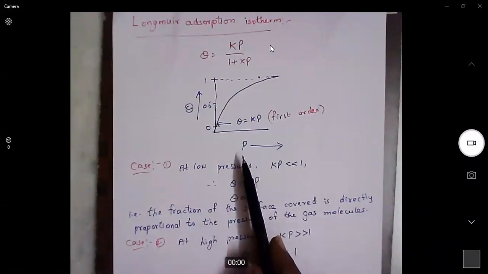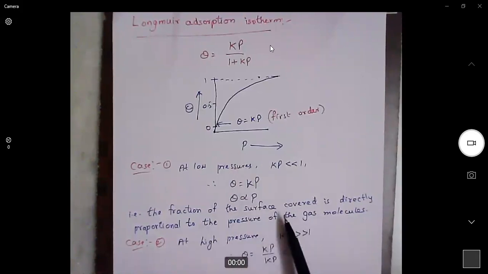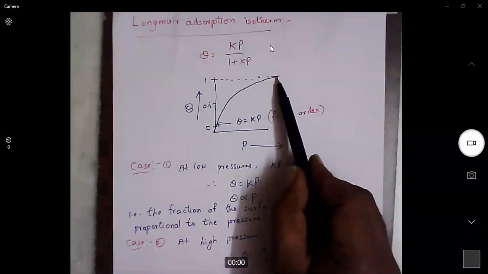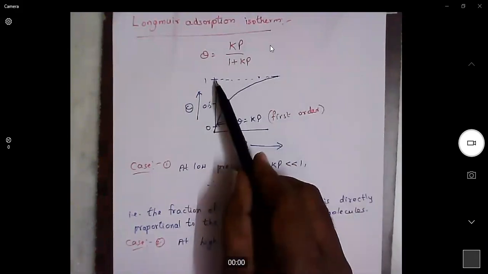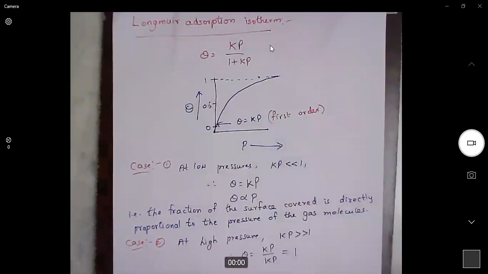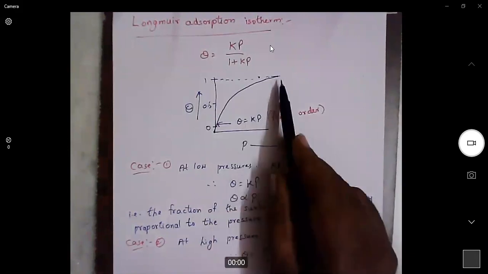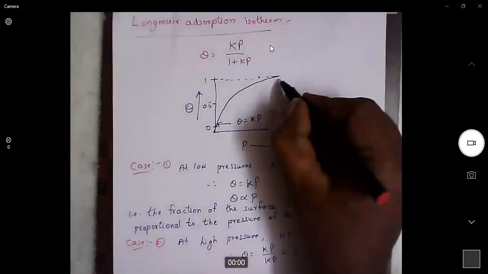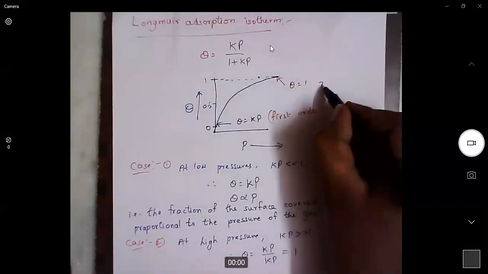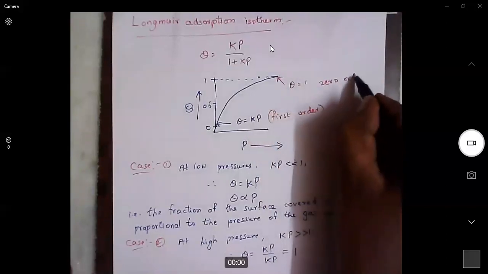That means at very high pressures, the fraction of surface covered is independent of pressure. It does not depend. So that is why at high pressures, it is almost constant. The fraction covered theta value is almost 1. Once it reaches 1, then it does not vary with pressure. It is constant. So it is zero order with respect to P.